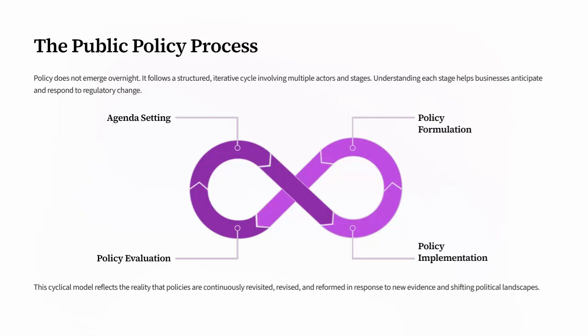Public policy does not appear overnight or move in a straight line. It develops through a structured, iterative cycle. First, agenda setting determines which issues receive attention. Next, policy formulation turns those issues into proposed solutions. Implementation puts the policy into practice, while evaluation examines its results and reveals what may need to change. The most important point is that this process is cyclical, not final. New evidence, stakeholder input, and shifting political priorities can lead to policies being revisited, revised, and reformed over time.